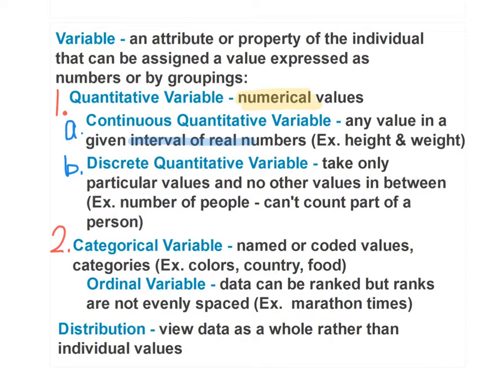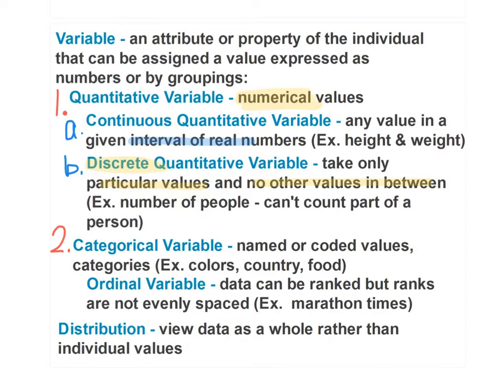Discrete is where you take only particular values and no other values in between. So an example of that would be like number of people, because we can't count part of a person. So that would be a discrete quantitative variable because we can only have one person, two persons, three persons, so on, but you can't have 2.5 or 2.4. So continuous means it's everything in between the integers. Discrete is it's only certain values and not in between.